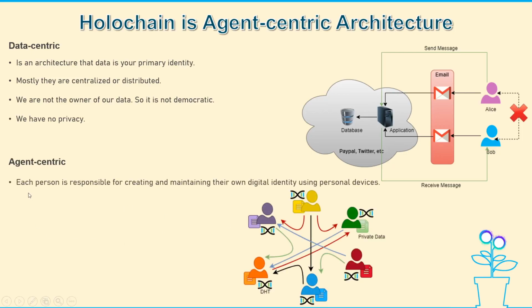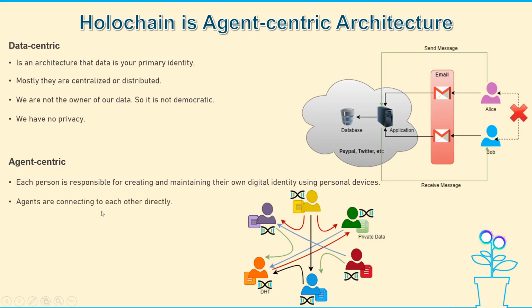In agent-centric architecture, each person is responsible for creating and maintaining their own digital identity and profile using personal devices. For example, in the Holochain ecosystem, if I want to install and join a Twitter application, there is no need to create a new email address. I can easily create a new profile on my cell phone and join Twitter with a new profile. My new profile can be totally different from my profile in Instagram.